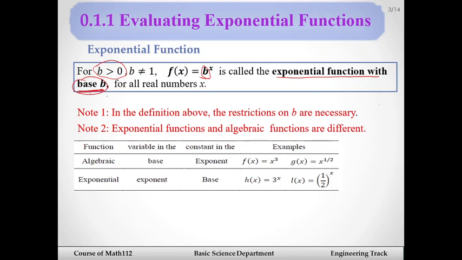And the difference between exponential functions and algebraic functions is here. Both have x as the variable, but x is the base in the algebraic function, and in the exponential function, x is the power. So the exponent is the variable here, and the variable is the base in algebraic functions. When I say algebraic functions, I mean polynomials and this type of power of x functions.